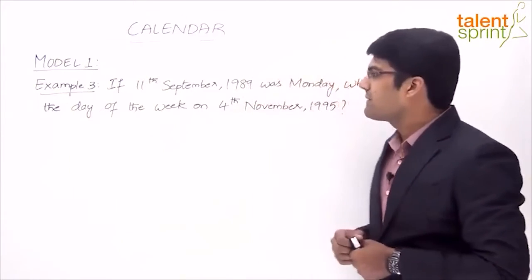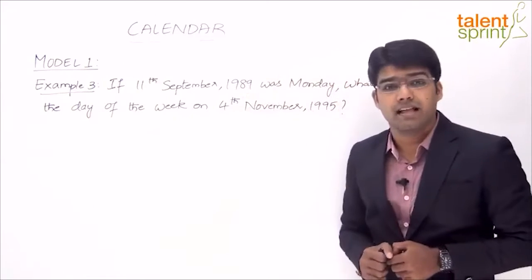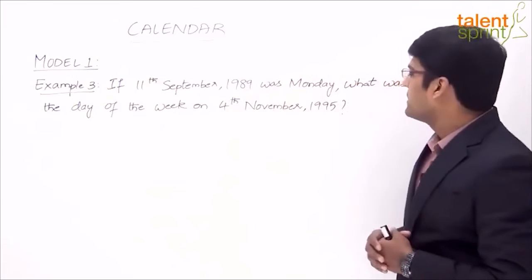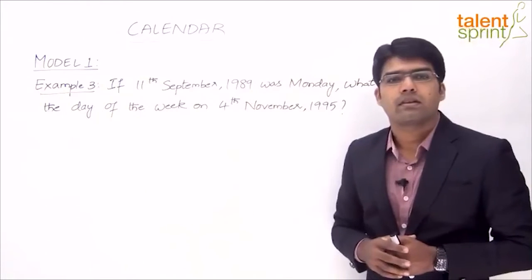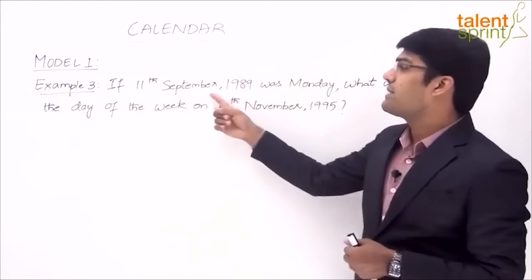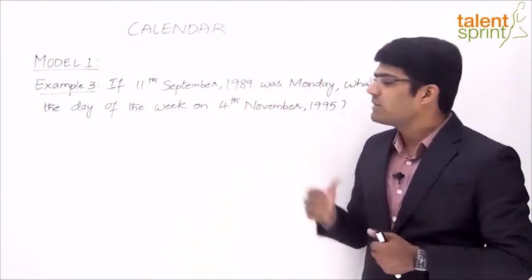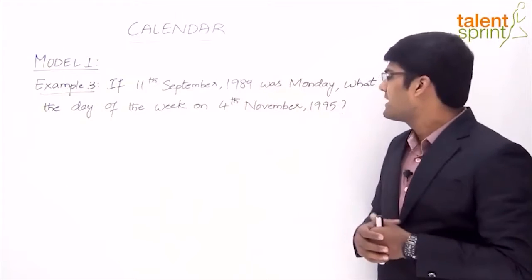Let us now take the next example from model 1 of calendar. The question here is, if 11th September 1989 was Monday, what was the day of the week on 4th November 1995? So here we know that 11th September 1989 was Monday, and based on this we need to find out the day of the week for 4th November 1995.